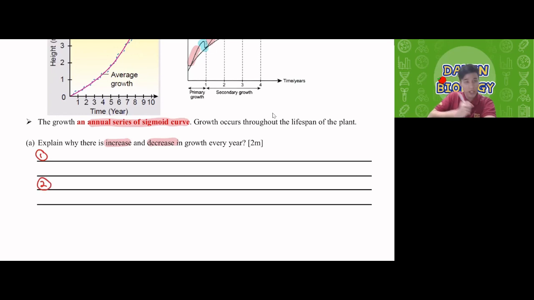So this one we write a 2-mark explanation each lah. So during spring. Now this one don't need to be too specific. You don't have to say vascular cambium and secondary growth, because this is not asking about the ring. Because the ring is mainly secondary xylem. That's why we need to talk about vascular cambium and secondary growth there. But for this one, we just talk about growth in general. So during spring, you can just say the condition is more suitable.